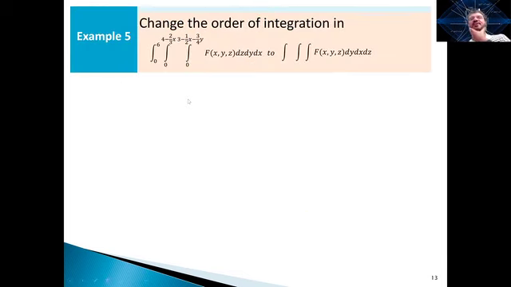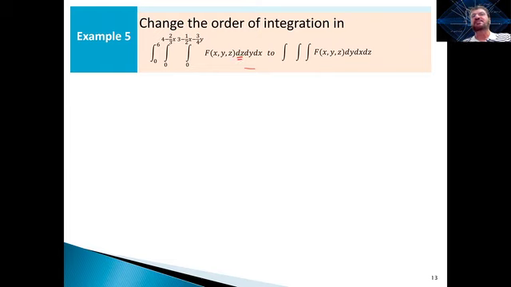So for example, change the order of integration for this integral. This is the question originally. I want to change it from dz dy dx to dy dx dz. Complete. Let's see how we make the change, guys. This is not an easy task. So let's look first at our original question.